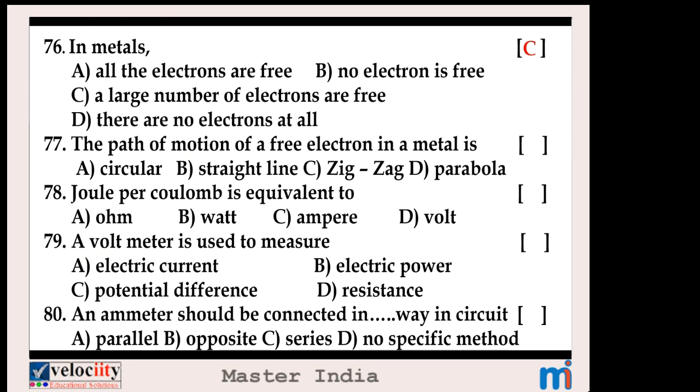77. The path of motion of free electron in a metal is A. Circular, B. Straight line, C. Zigzag, D. Parabola. Option C is correct answer, zigzag.